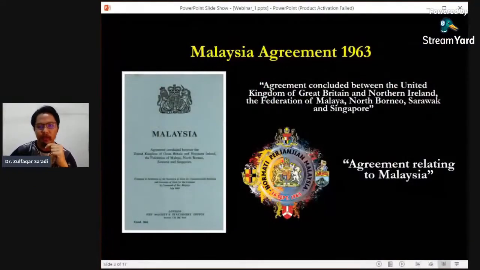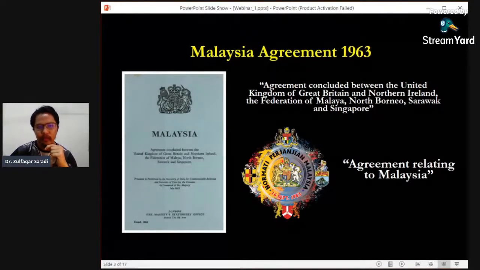So this is Malaysia Agreement 1963. As you can see, the document that I presented here is the front page of Malaysia Agreement 1963. The actual title for this Malaysia Agreement is Agreement Relating to Malaysia. That is the exact title for this agreement. But people already get used to Malaysia Agreement 1963, so we use Malaysia Agreement 1963.